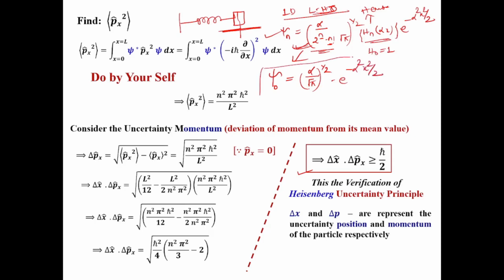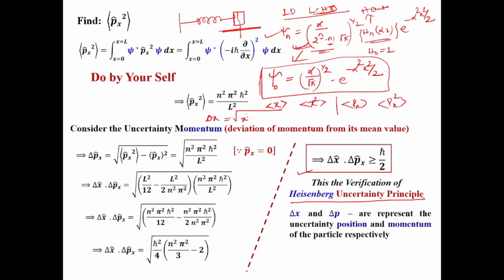Suppose this wave function has been given, and you have to verify or prove the Heisenberg uncertainty principle. So what you have to do, same procedure: find the expectation value of x, expectation value of x square, expectation value of px, expectation value of px square. Delta x is the root of x square mean minus mean square, and delta px you find in the same way. Then you multiply, and you will get this result. Do it by yourself.